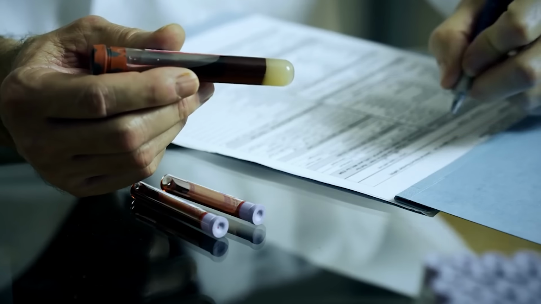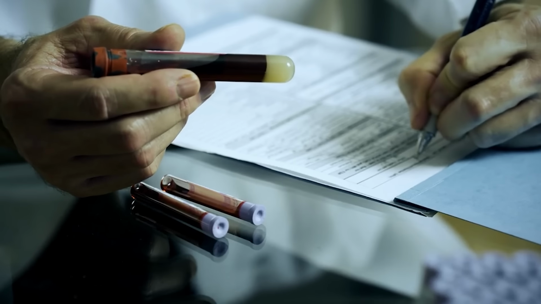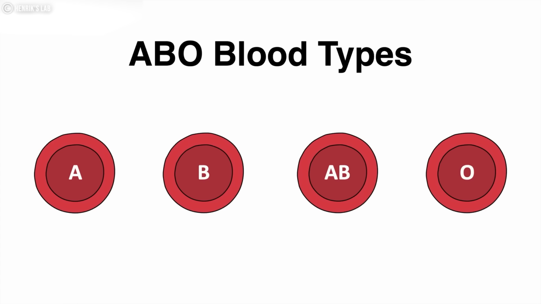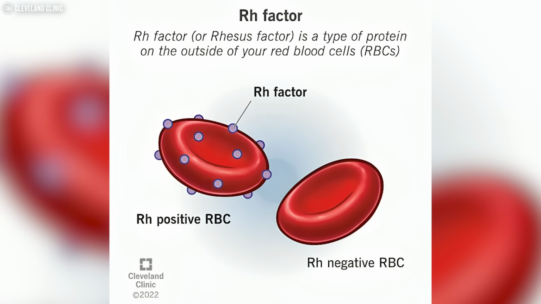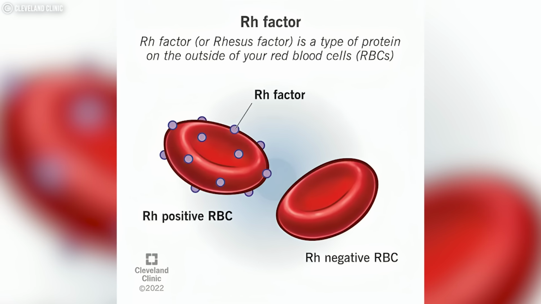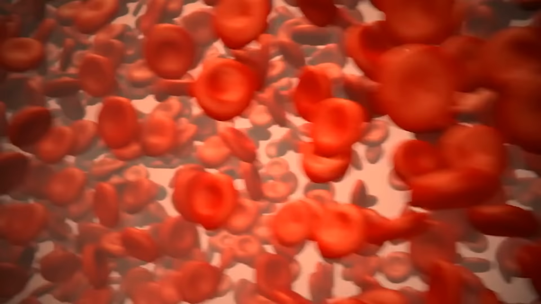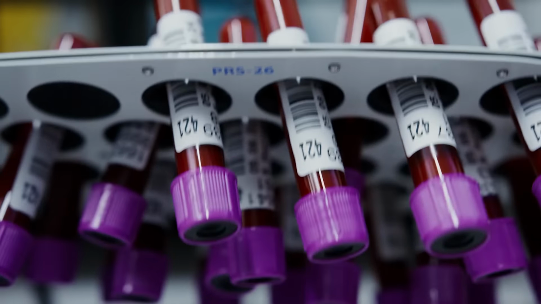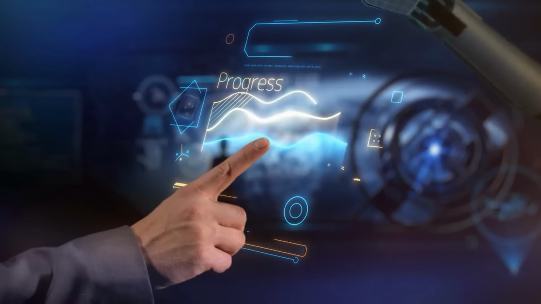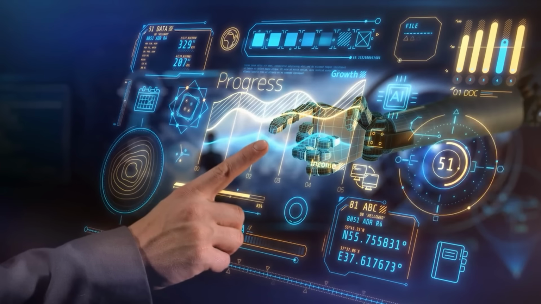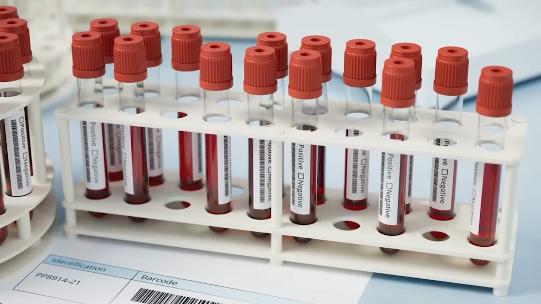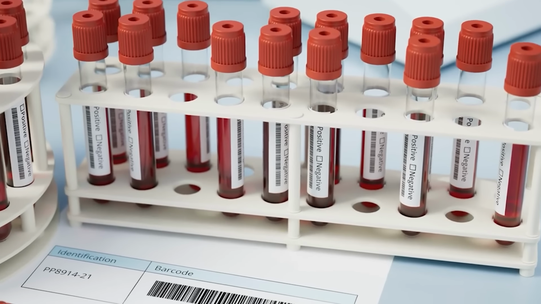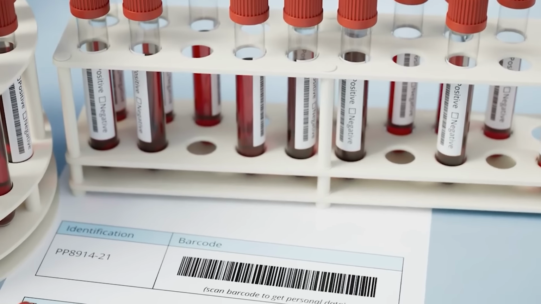For decades, doctors treated blood typing like a settled science. You were either A, B, AB, or O. Add the plus or minus for your Rh factor, and that was pretty much it. Simple, right? Well, not anymore. Artificial intelligence has a way of poking at things we thought were straightforward and revealing hidden layers, and blood type O turned out to be full of surprises.